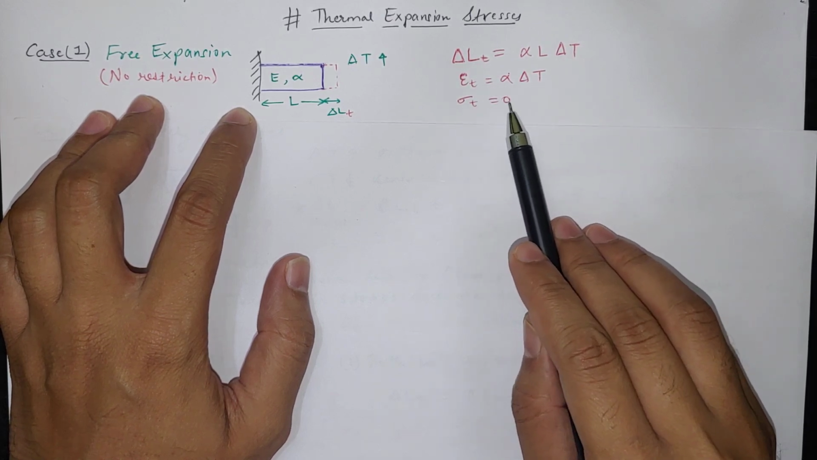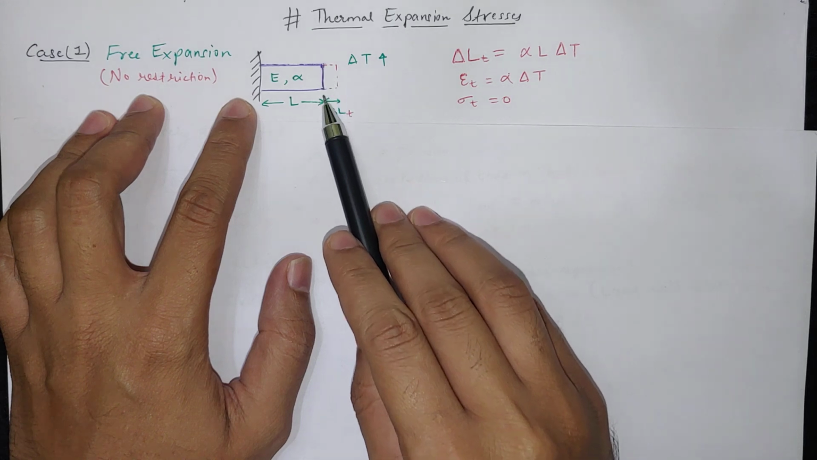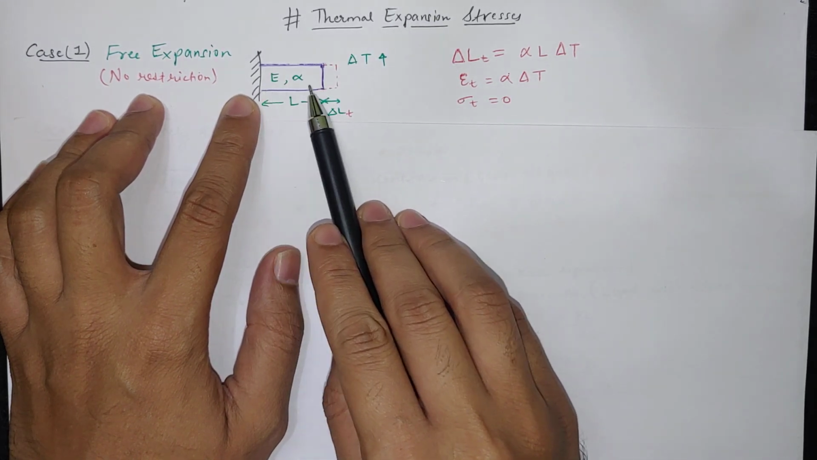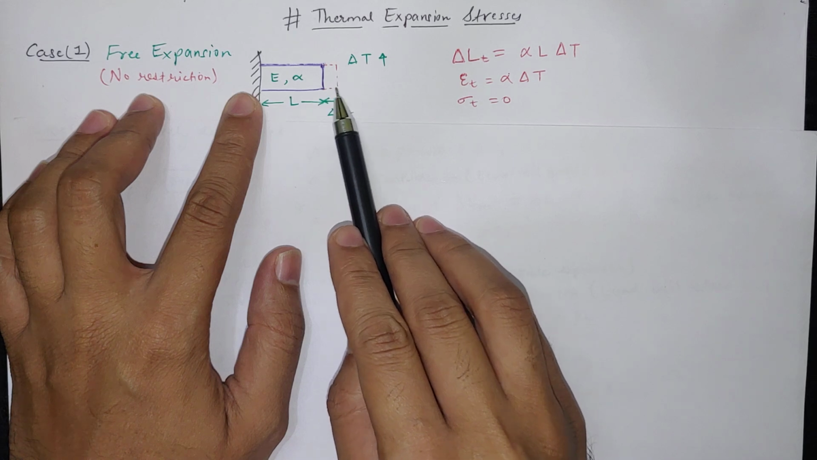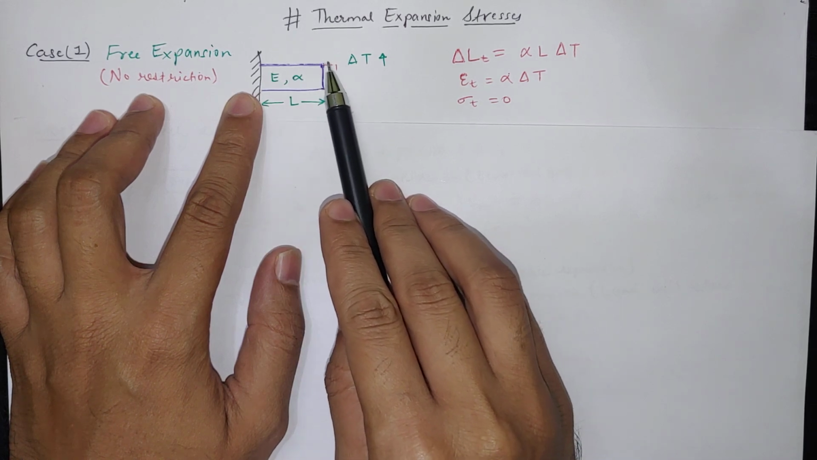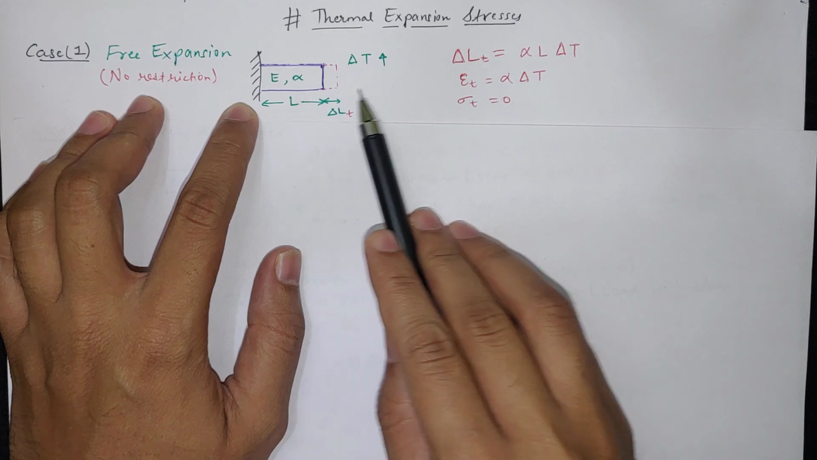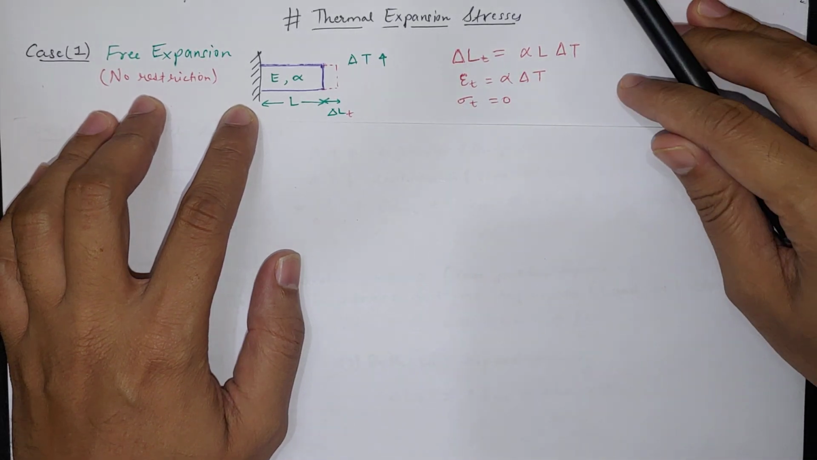And here there is no thermal stress because we are not restricting it by any obstruction. It is freely allowed to expand in this direction. This red is the expansion of length after expansion, so L plus delta L. So there is no restriction, that's why there is no thermal stress.